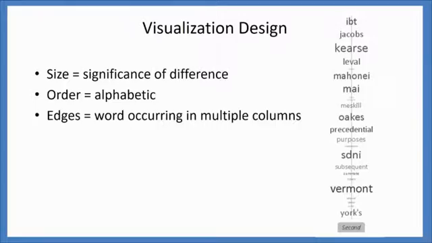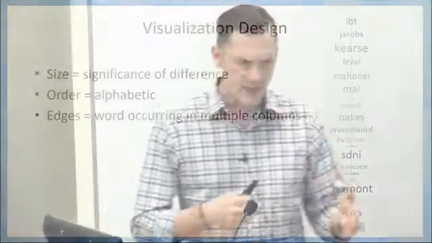So the design of the visualization is based on columns that give you one for each court. And this could be any faceted data set. So it could be one for each author. It could be one for each type of document in your organization. It just happens to be courts in this case.